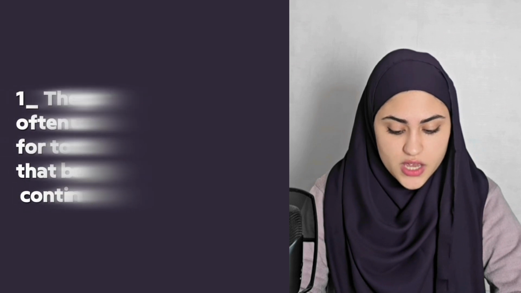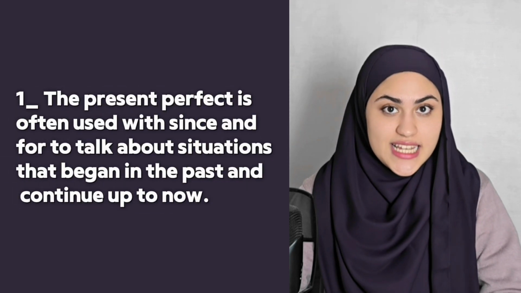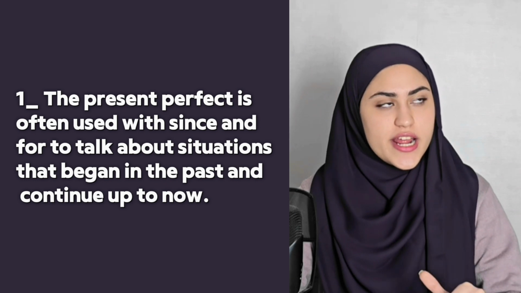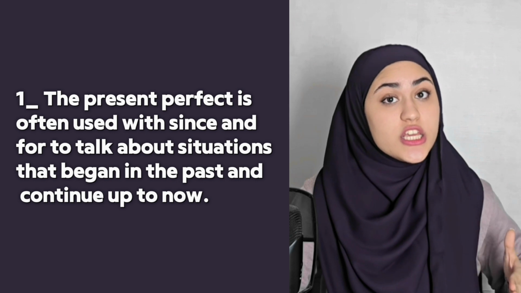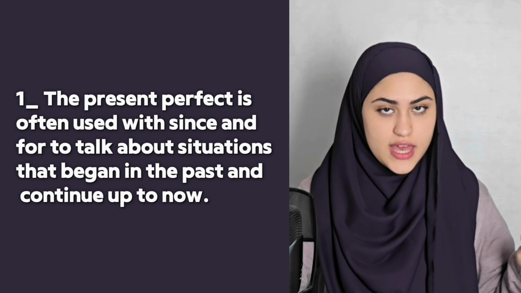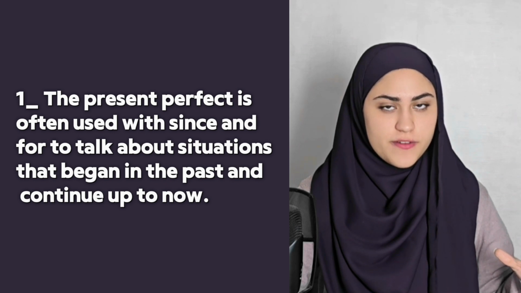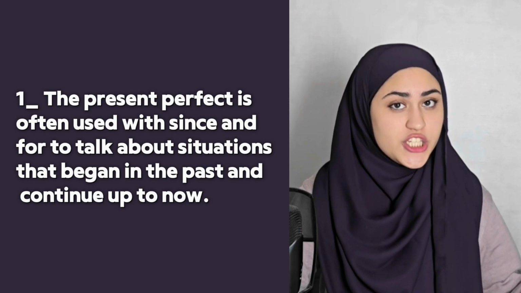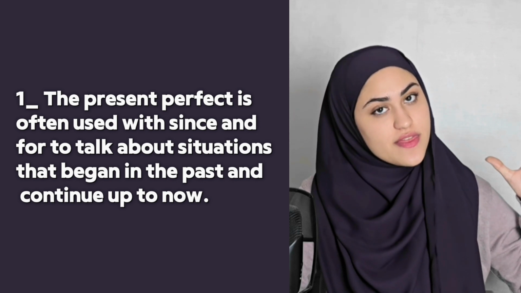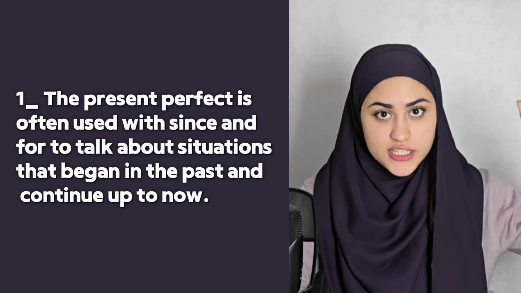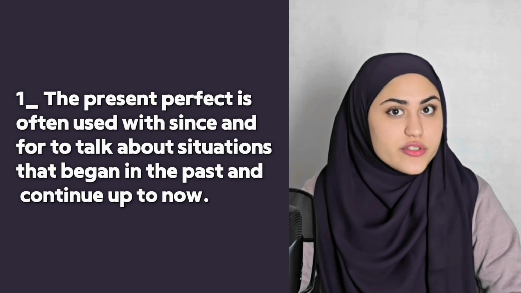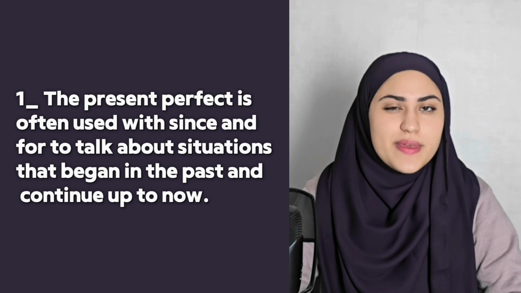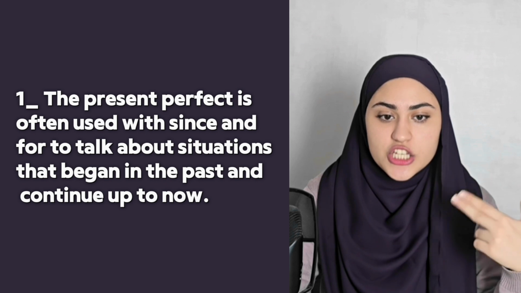The first usage: present perfect is often used with since and for to talk about situations that started and began in the past and continue up to now. Okay? That is why we use present perfect very often with since and for in order to talk about situations that began in the past and continue up to now. Let's get through some examples now.